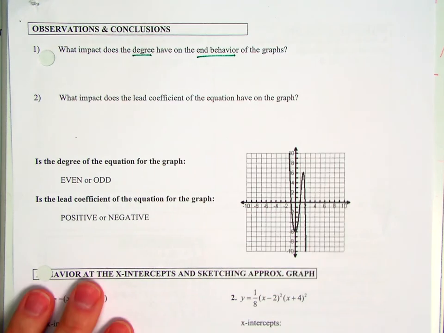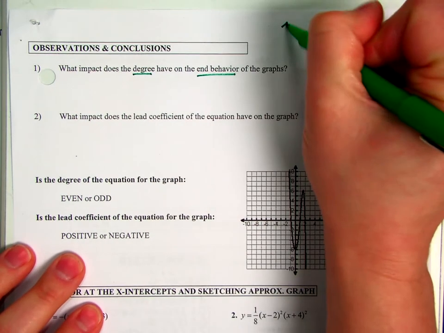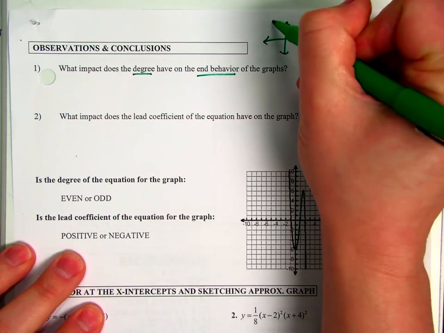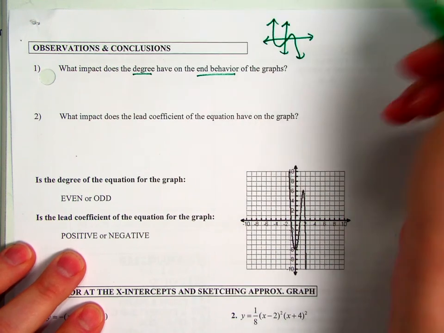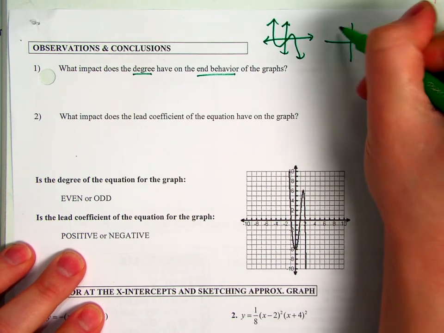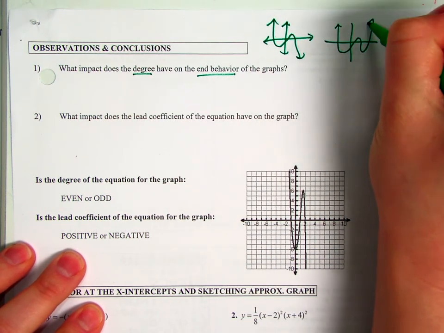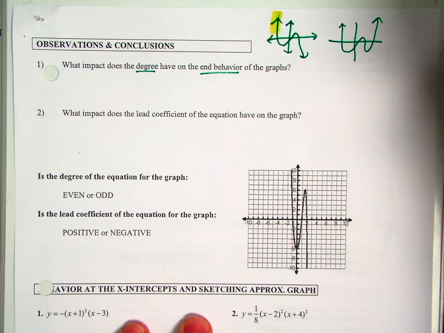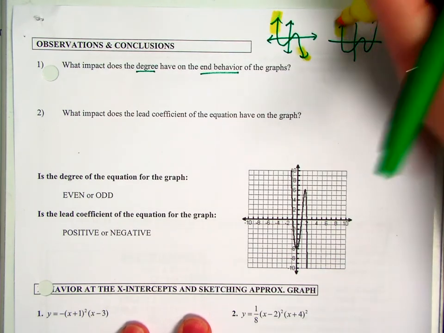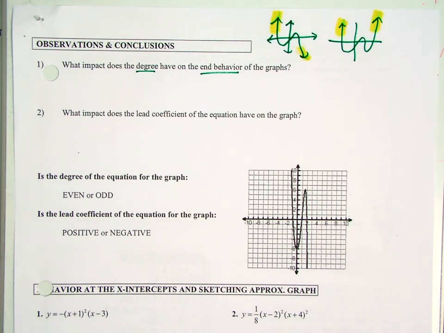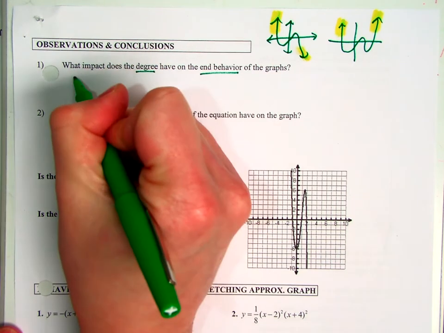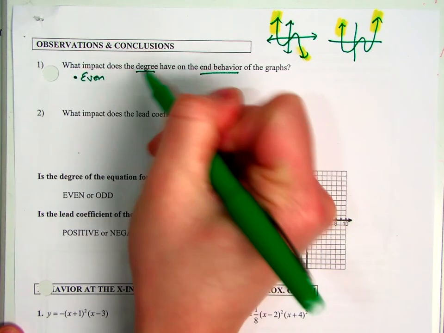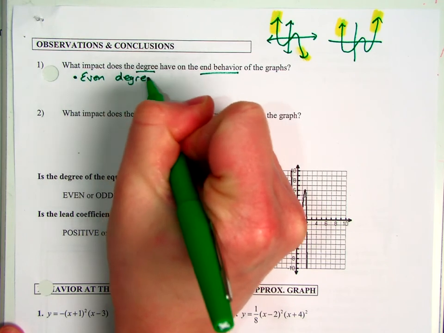Now what I mean by end behavior is this. If we had a sketch of a graph and it looks something like this or something like this, okay, the end behavior is what's happening at the ends. So in this case, it's going up at one end, down at the other. In this case, it's going up at both ends. That is based on the type of degree that we have. So if we have an even degree, it's going to do something different than if we have an odd degree.